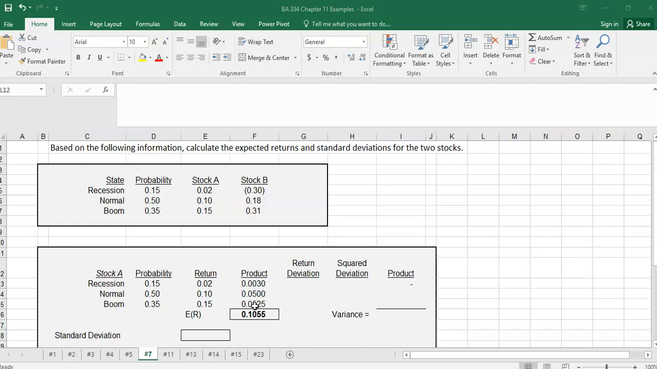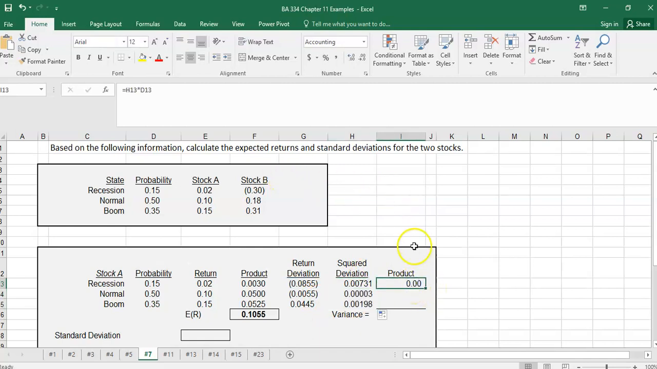Now that we have the expected rate of return calculated, we figure out the return deviation. So that is the difference between the return and the expected return. So the expected return works like our average return did in chapter 10. I'm going to lock that cell so we can copy it down. We then have our squared deviation calculation where we take the return deviation to the power of 2. We copy that down.